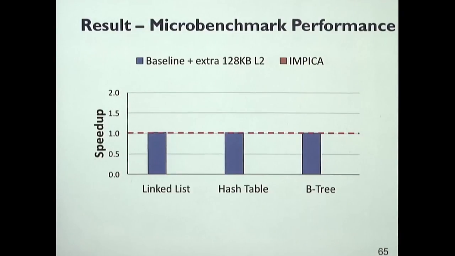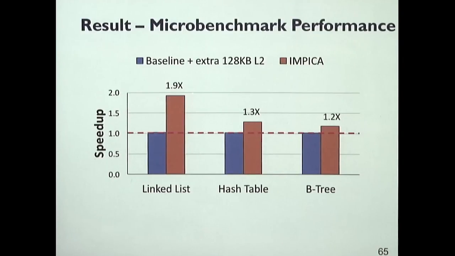This is the baseline with an extra 128 kilobyte L2 cache, because it turns out the MPICA area is similar to that of a 128 kilobyte L2. So a good comparison point might be, what is the benefit that an extra 128 kilobyte L2 cache buys you, which is very little in this case, as you can see, maybe 2%. And versus what is the benefit that MPICA buys you that's similar in area to a 128 kilobyte L2 cache.